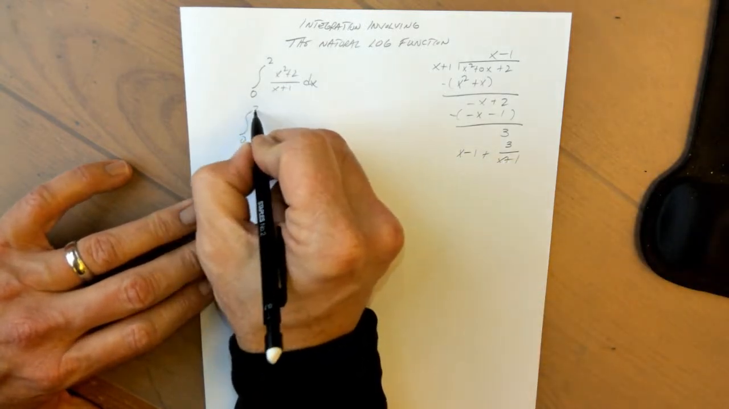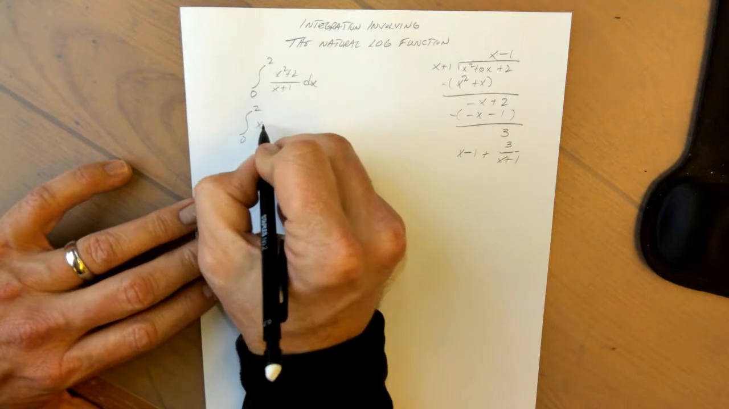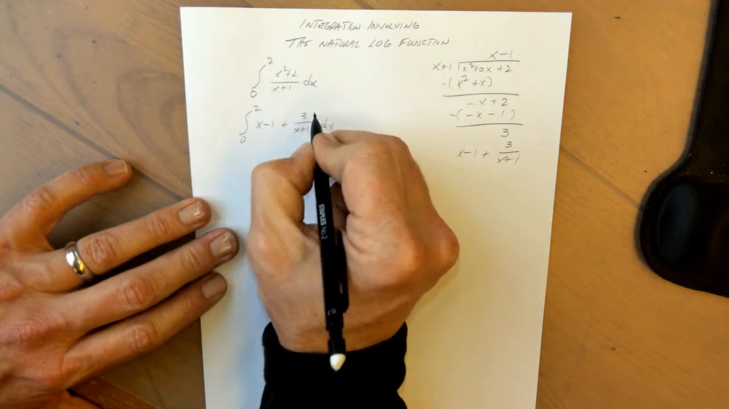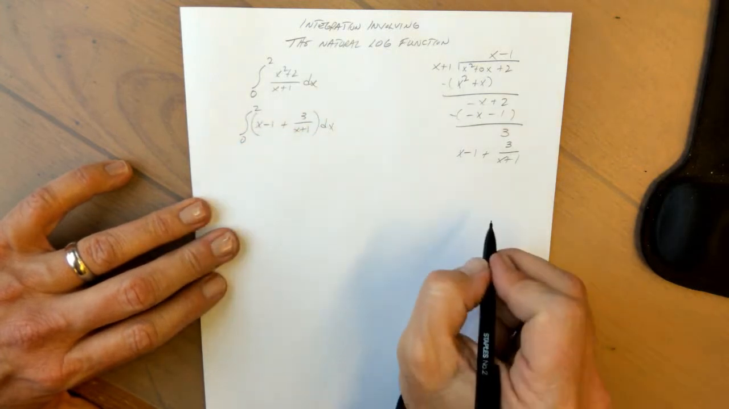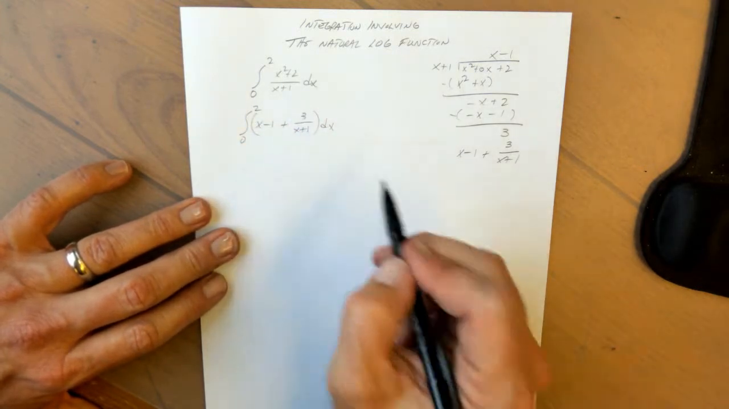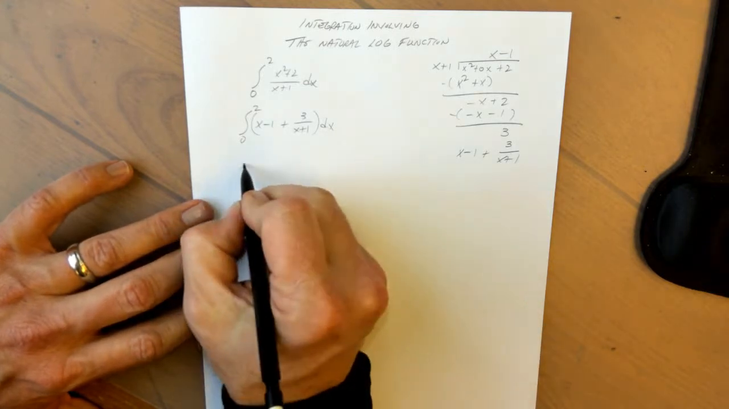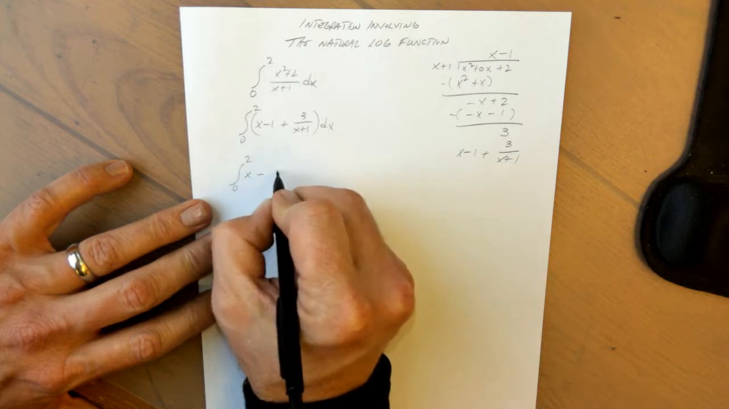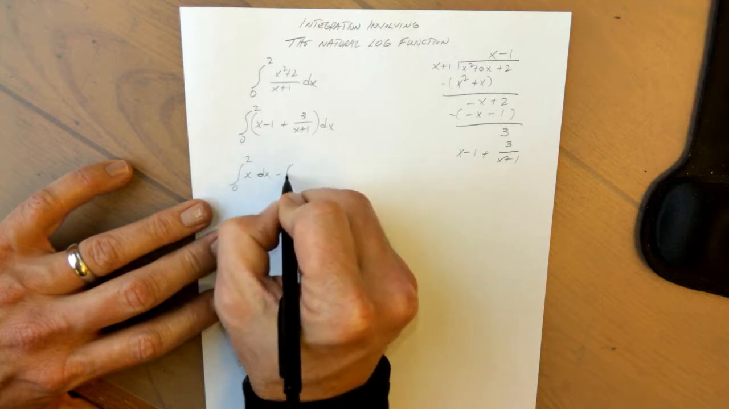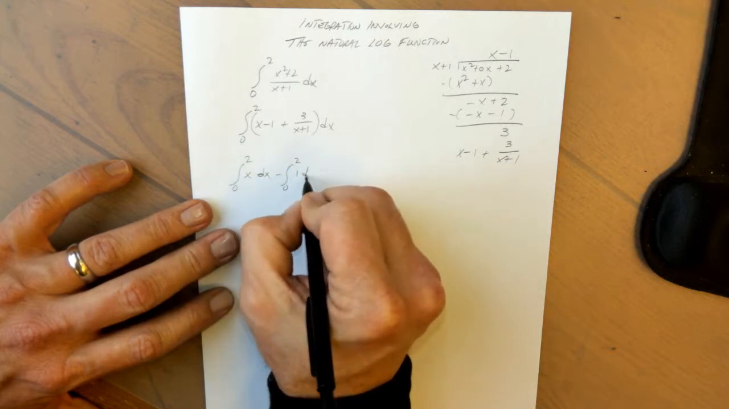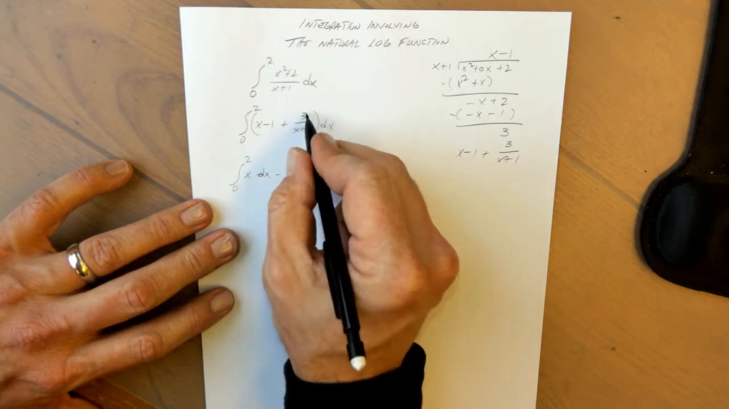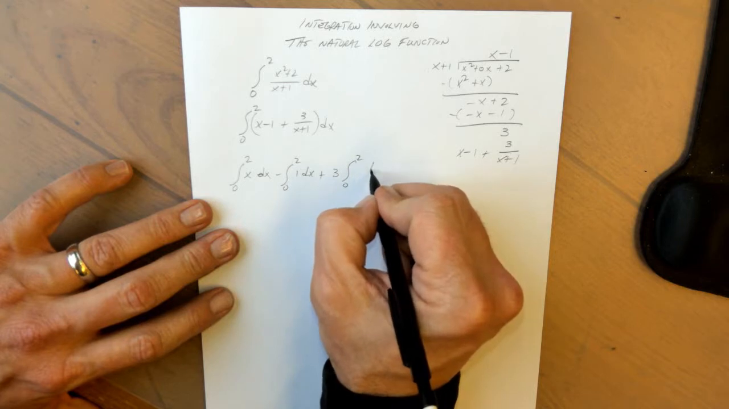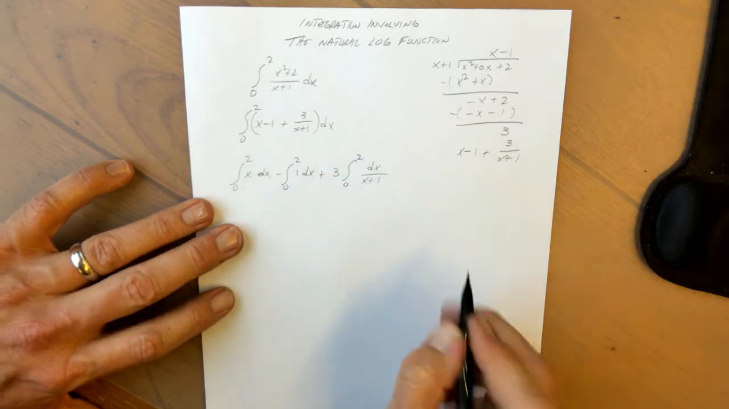So our new integral would be the integral from 0 to 2 of x minus 1 plus 3 over x plus 1 dx. And because I know I'm going to do some u substitution here, I'm actually going to split this: the integral from 0 to 2 of x dx, minus the integral from 0 to 2 of 1 dx, plus, and the 3 scalar I'll move in front, 3 times the integral from 0 to 2 of dx over x plus 1.